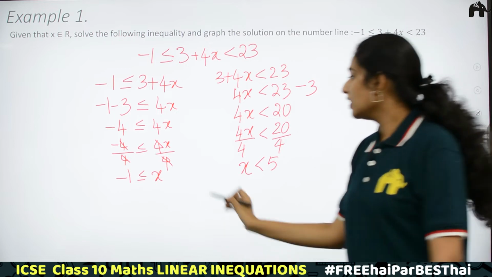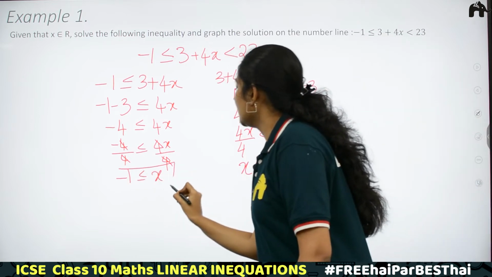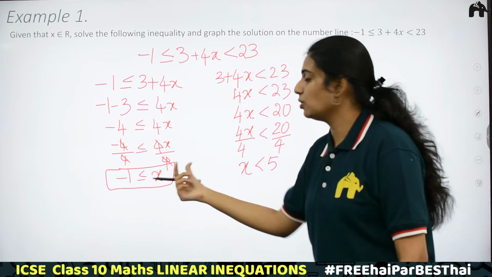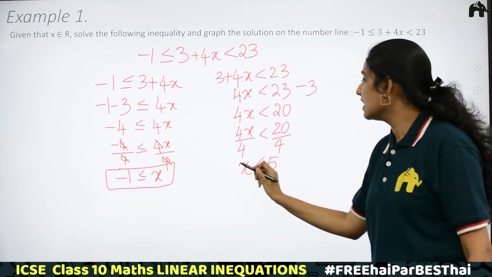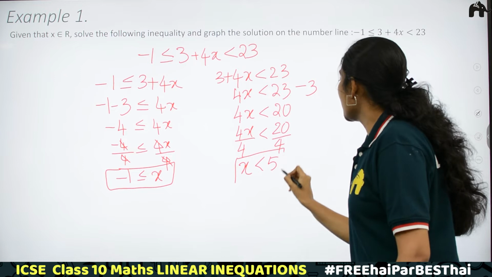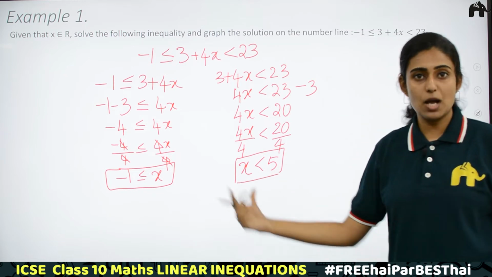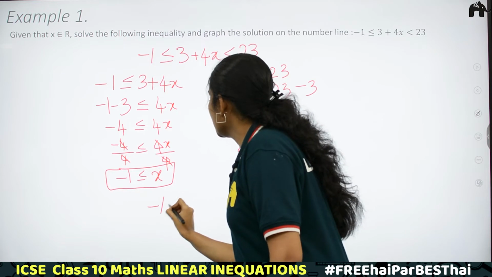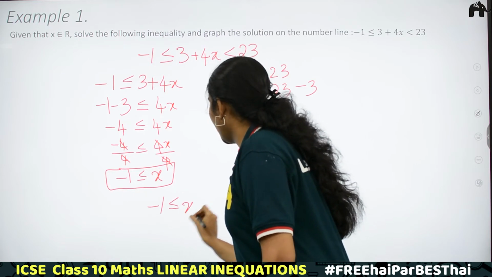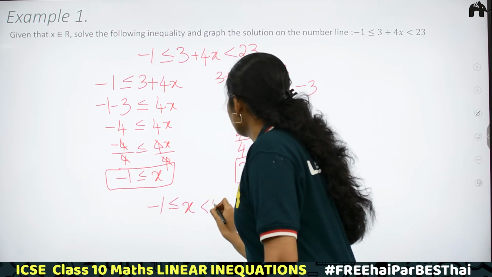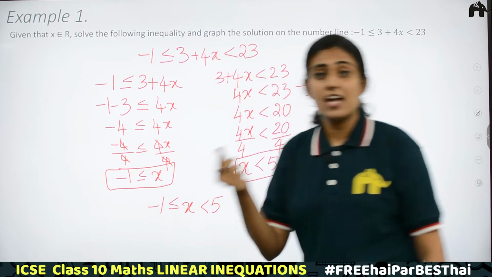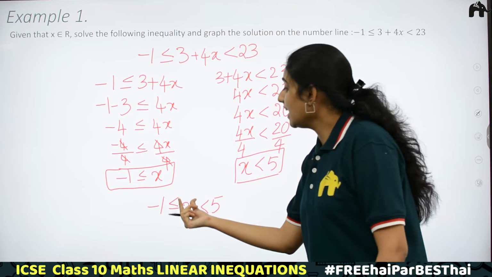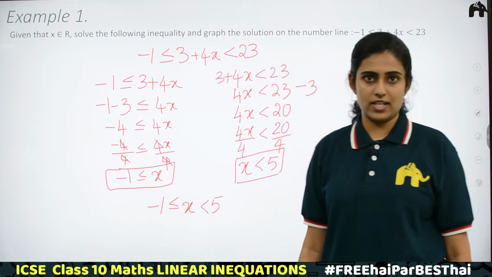Okay. We got the two inequalities. The first one is minus 1 less than or equal to x. And the second one, x less than 5. We can combine this. That is minus 1 less than or equal to x less than 5. That is, the value of x is less than 5, greater than or equal to minus 1.